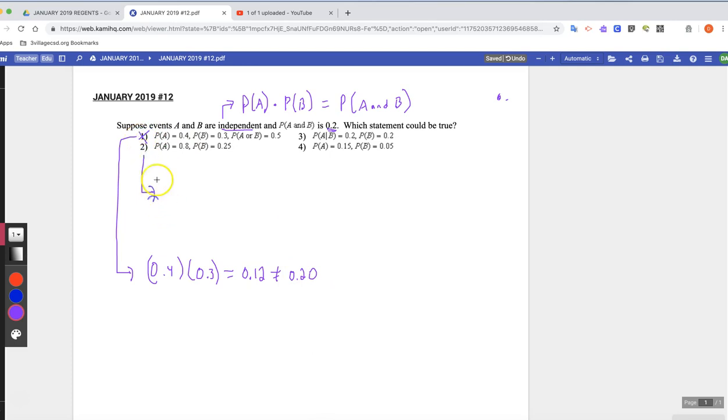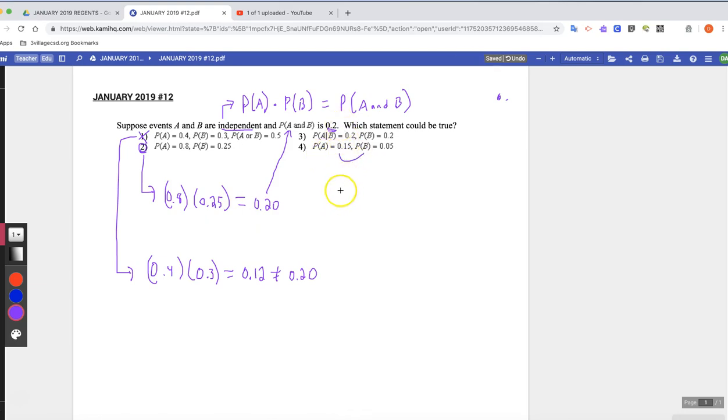If we try this with choice 2, we multiply the probability of A, which is 0.8, times the probability of B, which is 0.25, we get an answer of 0.2, which is exactly what we needed it to be, because that equals the probability of A and B, and so therefore the events A and B here seem to be independent, and that's our answer. If you try this with choice 4, it's not going to work when you multiply those two values together.